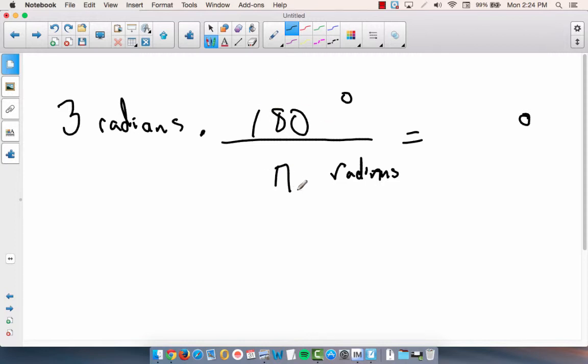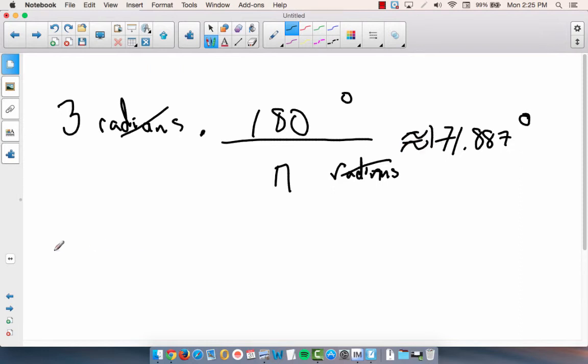180 degrees equals pi radians. The radians cancel, and I'm left with 3 times 180 over pi. And that answer will be in degrees. Again, I'm going to do that in my calculator here. You should have your calculator out and do this along with me. If I take 3 times 180, I end up getting 540, and I divide by pi, and that's 171.887. So that's about, again, I'm rounding, 171.887 degrees.